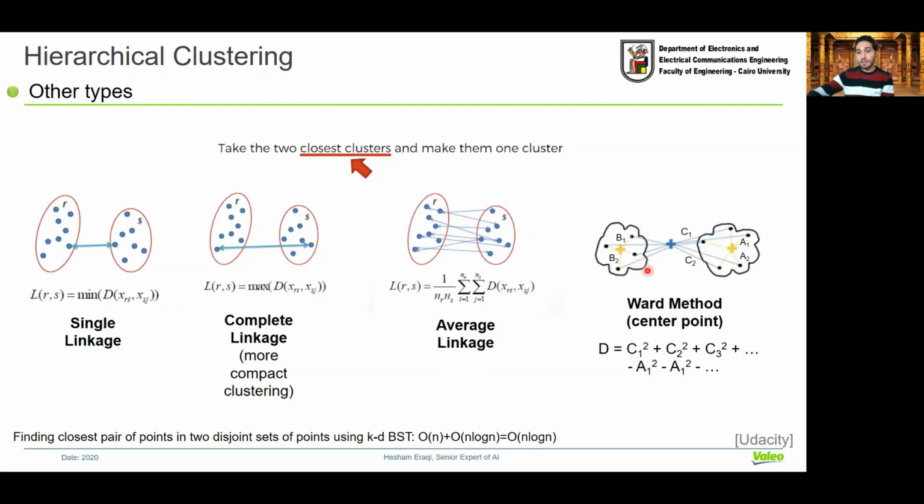The last method is the Ward method. If you follow the Ward method, firstly you need to calculate the centroid point of the points in cluster 1, and you calculate the centroid point for the points in cluster 2, and the centroid point for all the points in cluster 1 and cluster 2. And using these three centroids, you can calculate the Ward score or the Ward distance.